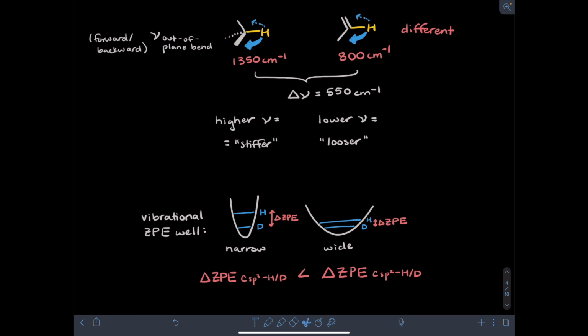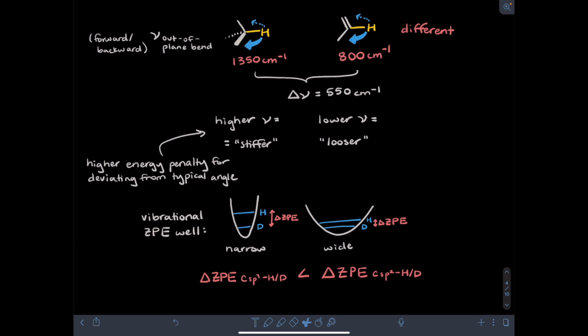Because the narrow well is associated with sp3 hybridization and the wide well is associated with sp2 hybridization, the difference in zero-point energies for an sp3 hybridized carbon-hydrogen or carbon-deuterium bond is less than the zero-point energy difference for an sp2 hybridized carbon-hydrogen versus carbon-deuterium bond.